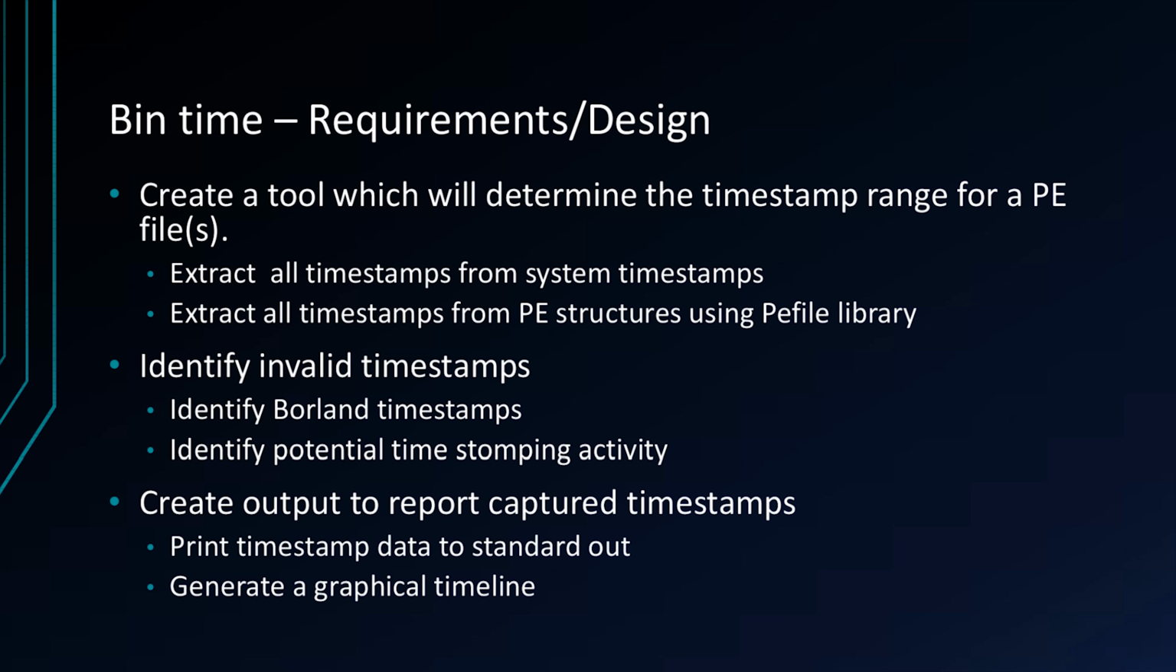Additionally, I wanted to identify any invalid timestamps. So when you look at files that were compiled by the Borland Delphi compiler, you can see that their timestamps are always the same: 1992, June 19th. So anytime that we see that timestamp, we should assume that it's a Borland compiled file and that this timestamp is no longer relevant, as well as doing some simple identification of time stomping activity.